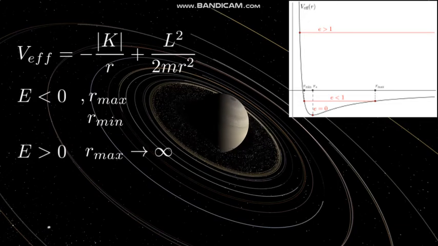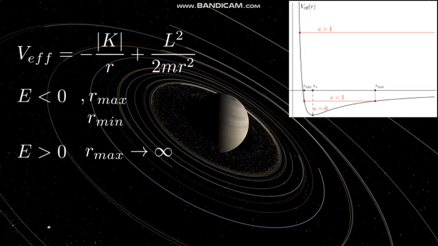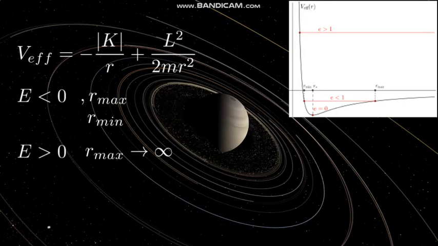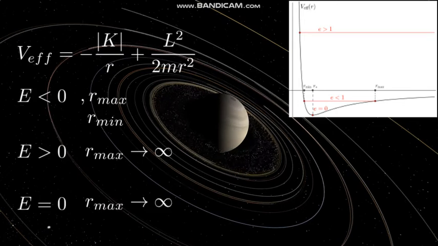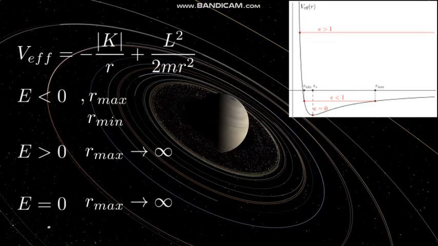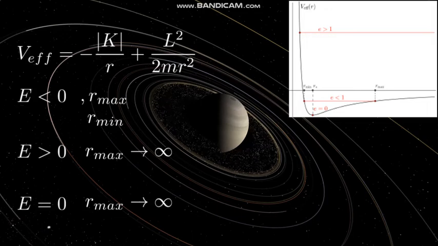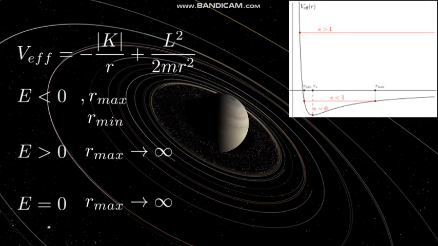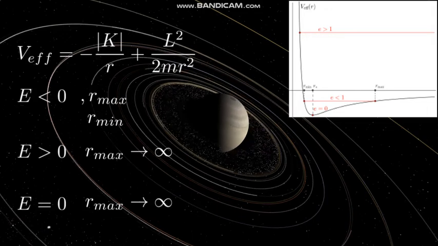At energy larger than 0, we have a hyperbola with an Rmax that tends towards infinity. For energy equal to 0, we have the same thing, but with 0 kinetic energy at infinity, giving us a parabola. So, now that we know how orbits look, let's find out how they work.